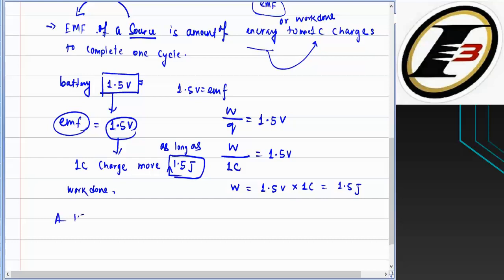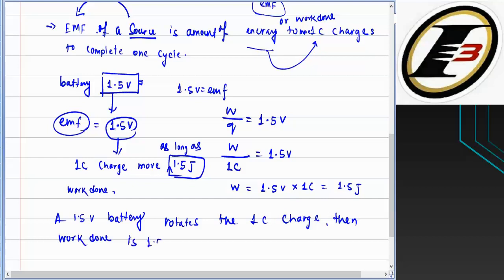You can write down here: a 1.5 volt battery rotates the 1 coulomb charge, then work done is 1.5 joule.